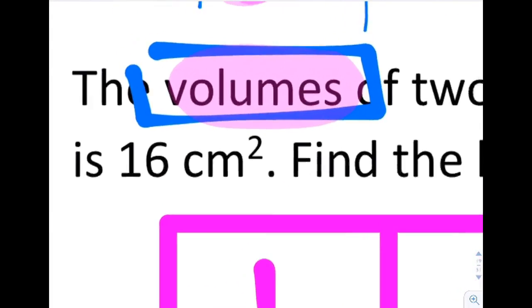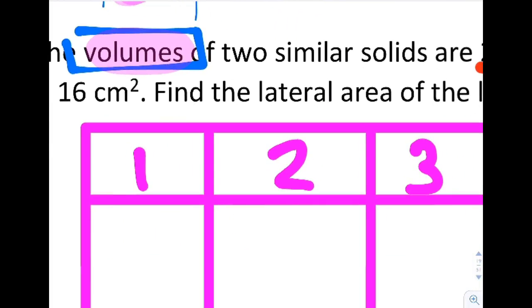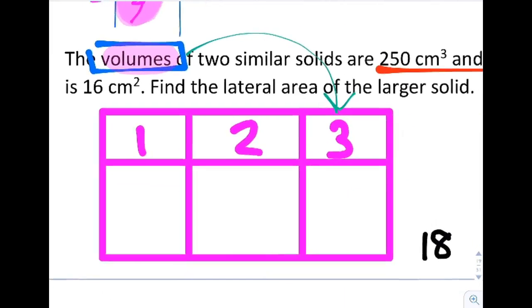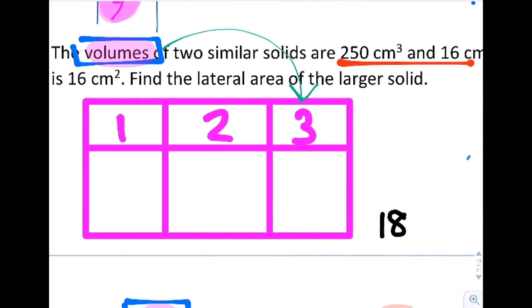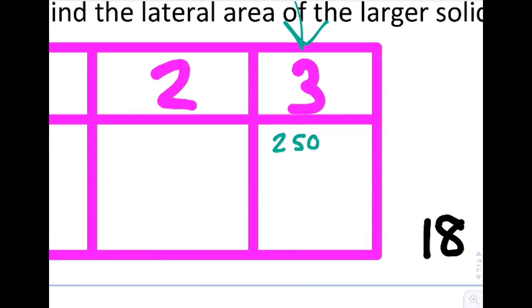The very first word in the problem is volume. Volume means that I'm using cubic. So the 250 and the 16 are what go here. And you type that into your calculator, 250 divided by 16, and you'll get either a decimal or some strange number, and then you hit the math button and then enter, and it will reduce it for you, which is 125 over 8.